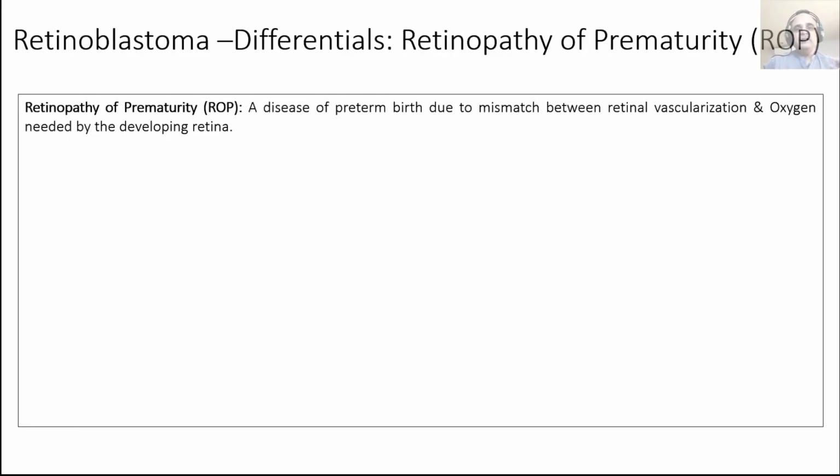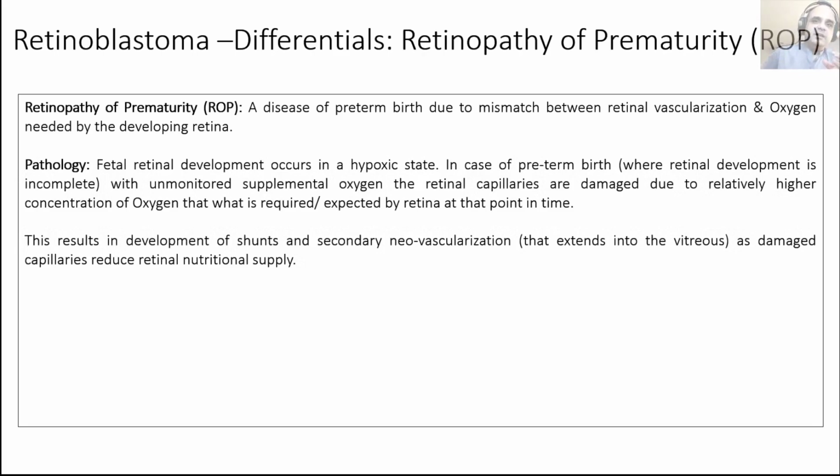Retinopathy of prematurity, as the name suggests, is a disease of preterm birth, and that is due to a mismatch between the amount of oxygen that the retina requires and the amount of oxygen that the baby is being provided with. So it's a relative difference, or a relative mismatch, between the two, and that produces retinopathy of prematurity. The pathology is that the fetus is under a sort of hypoxic state of development as compared to after birth.